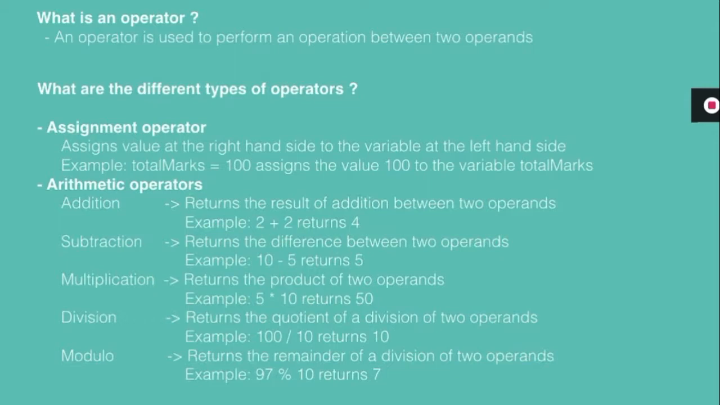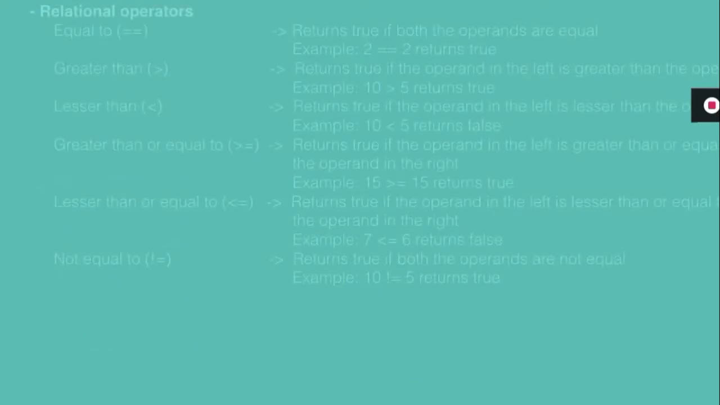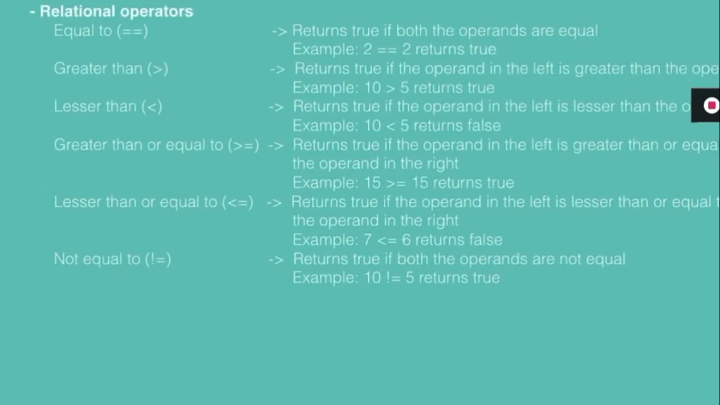Next is the less than operator. What the less than operator does is it returns true if the operand on the left is lesser than the operand on the right. So 10 is less than 5 would return false.